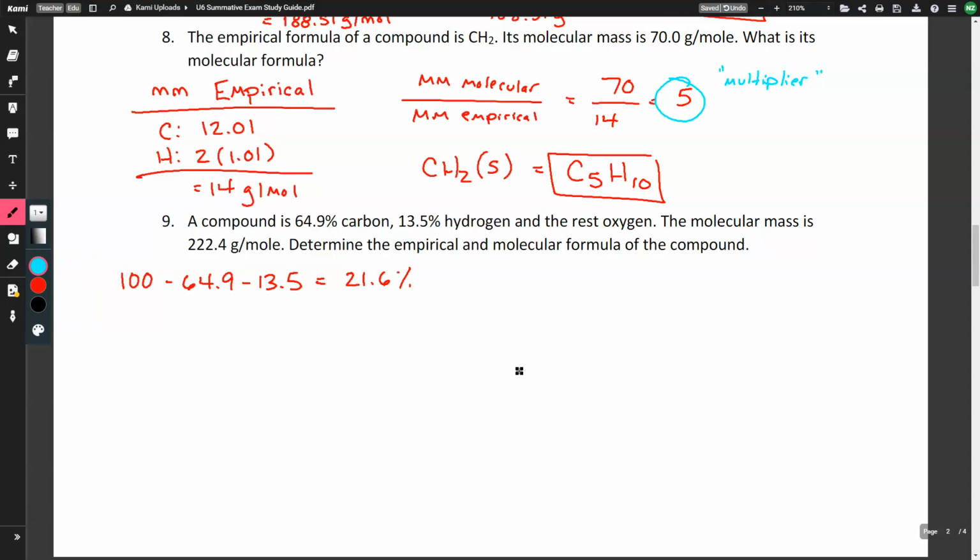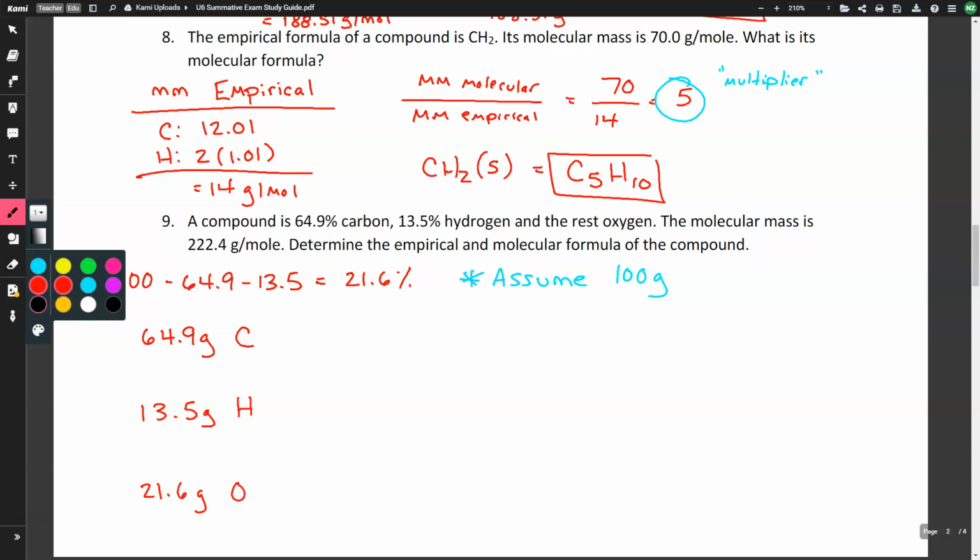Anytime you're working with percents instead of grams, you want to do this. You want to assume there are 100 grams. So our percents are going to just be the grams. So for carbon, it's going to be 64.9 grams of carbon. For hydrogen, it's going to be 13.5 grams of hydrogen. And then for oxygen, it'll be 21.6 grams of oxygen.